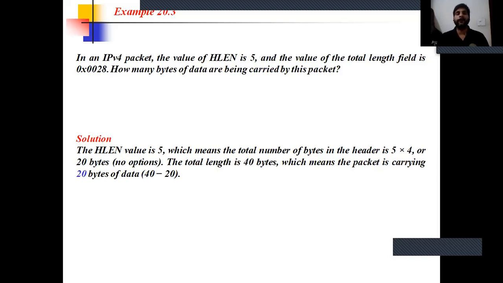Similarly, in an IPv4 packet, the value of header length is 5 and the value of the total length field is 0x0028. How many bytes of data are being carried by this packet? The solution of this example: the header length value is 5, which means the total number of bytes in the header is 5 times 4 or 20 bytes, no options. The total length is 40 bytes, which means the packet is carrying 20 bytes of data and 20 bytes of header.